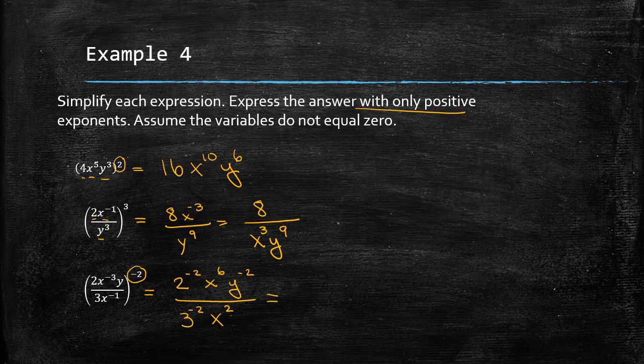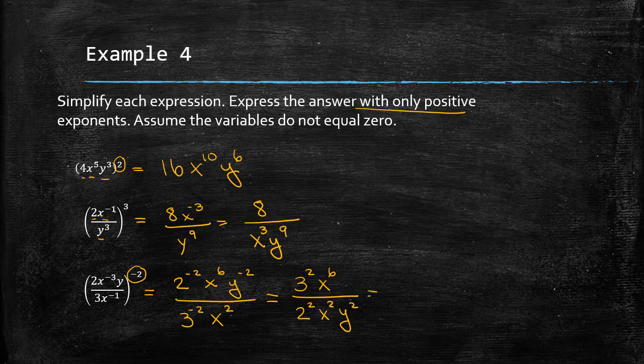Okay. In my next step, I'm just going to move anything that has a negative exponent. So 2 squared is going to come to the denominator. 3 squared comes to the numerator, x to the 6th stays where it is, x squared stays in the denominator, and then y to the negative second comes down as y squared.